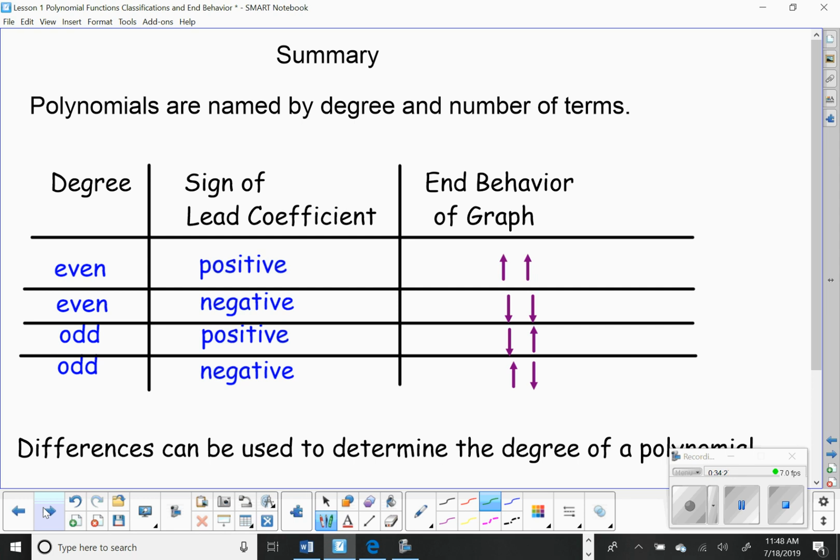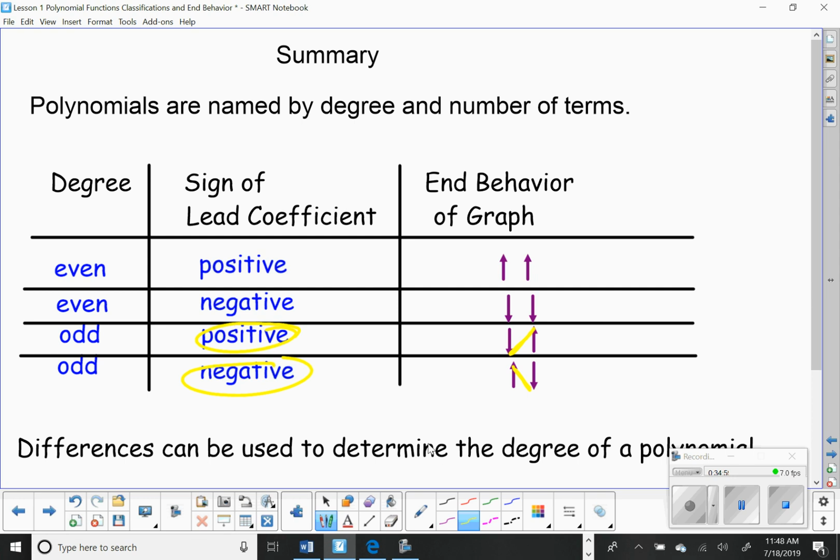Now, end behavior: when it's even and positive, up, up. When it's even and negative, even being the degree, it's down, down. Odd, positive, down, up. Odd, negative, up, down. The even ones are easy to remember. The odd ones can be too if you just connect the arrow points. I have a positive slope or a negative slope. And it goes with the sign of the lead coefficient.